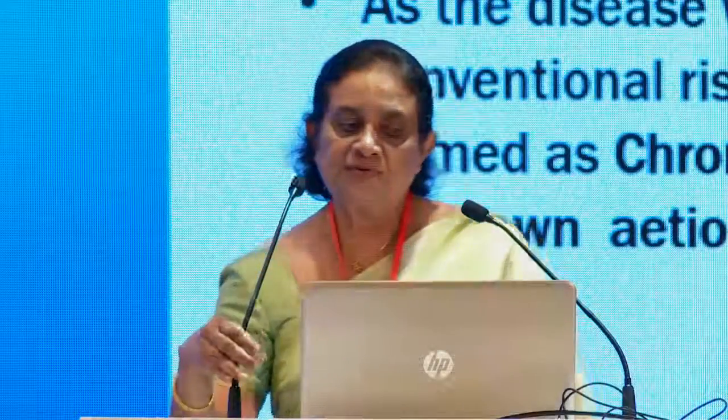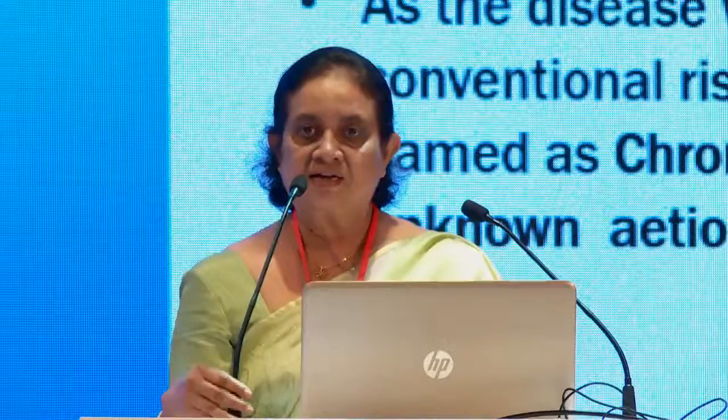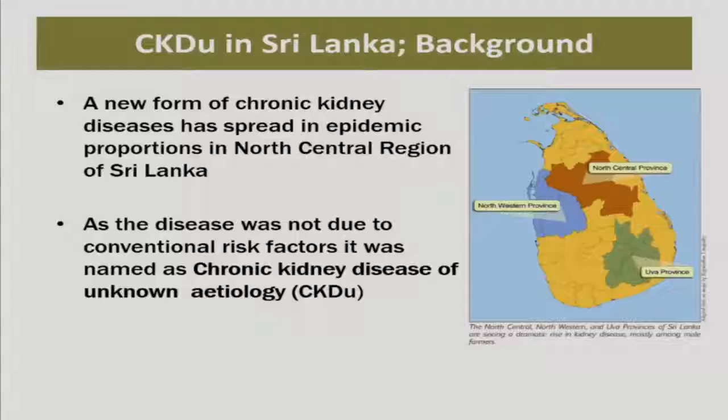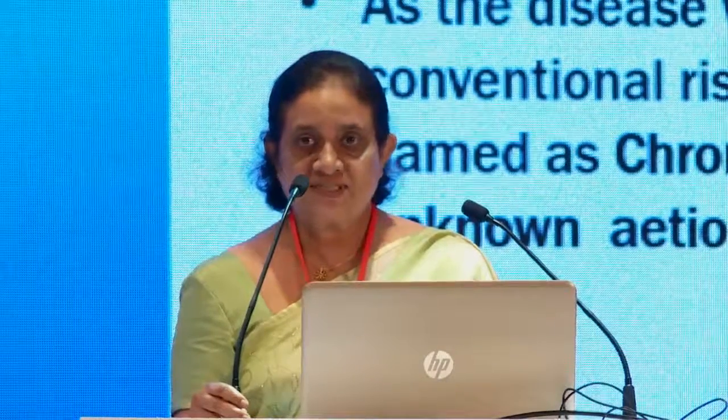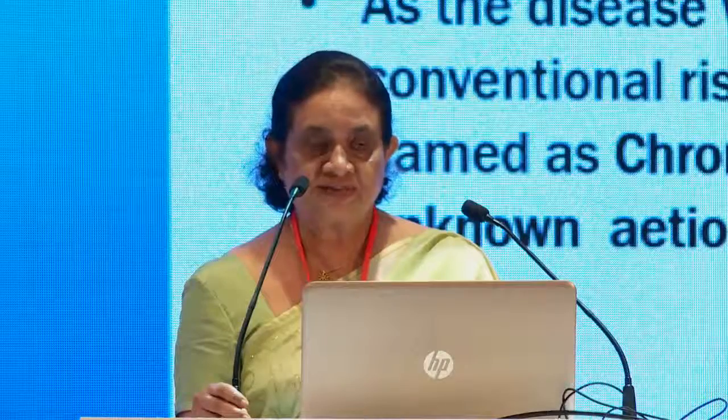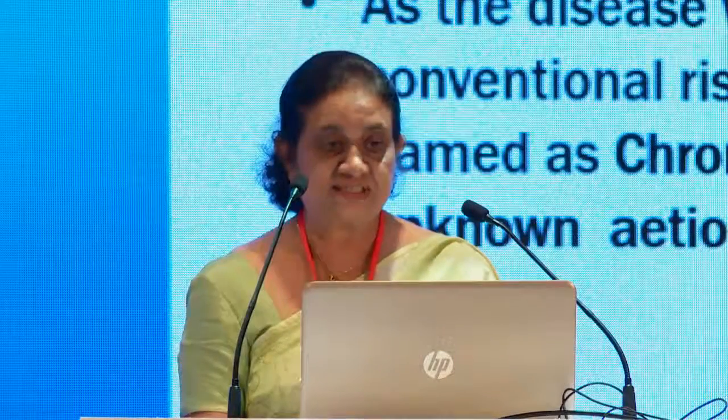A new form of chronic kidney disease started to rear its head during the turn of the millennium, and it was noted by the consultant physicians who were working in the Anuradhapura hospital at the time. And during the next 2 decades, it spread into the adjacent provinces, the North Western province and the Uva province. Because the disease was not due to conventional risk factors, it was termed chronic kidney disease of unknown etiology.